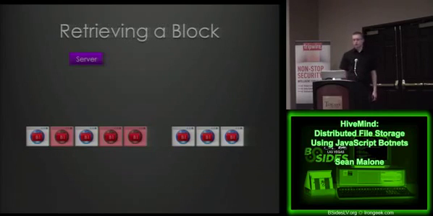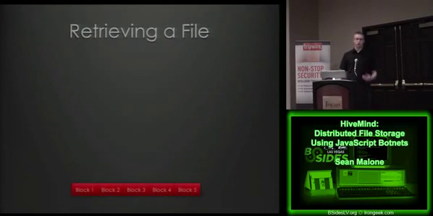Retrieving a block looks very similar. We have it on all of these different nodes. When the request comes in to retrieve a particular block, the server sends out a request to all of the nodes in the phone book for that particular block saying, hey, send me this data, and the particular node sends it back up, and again, it's stored in Redis with a particular expiration time.